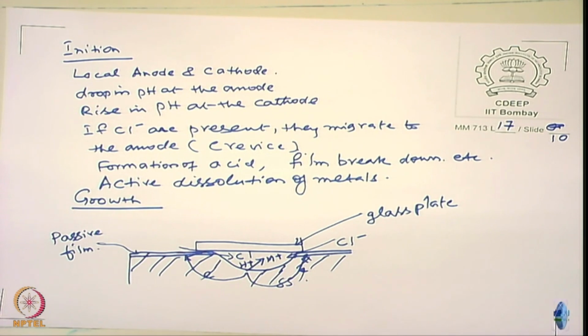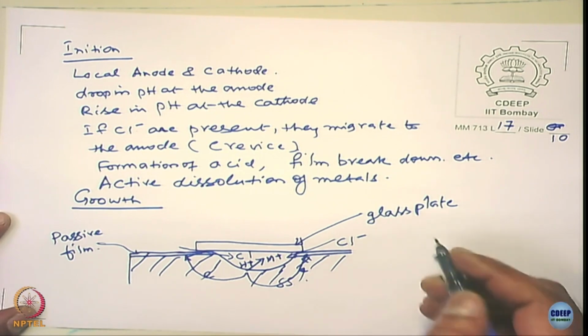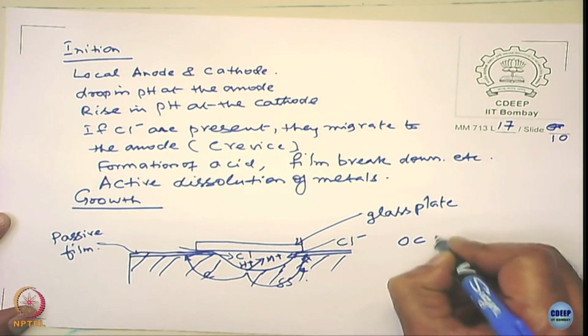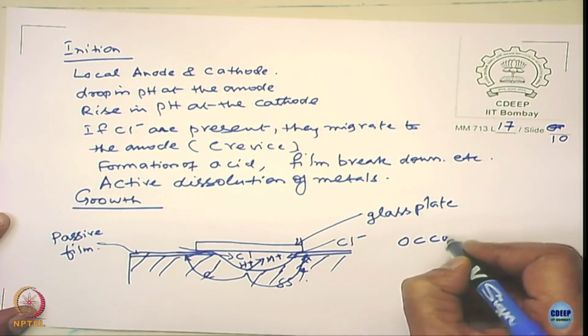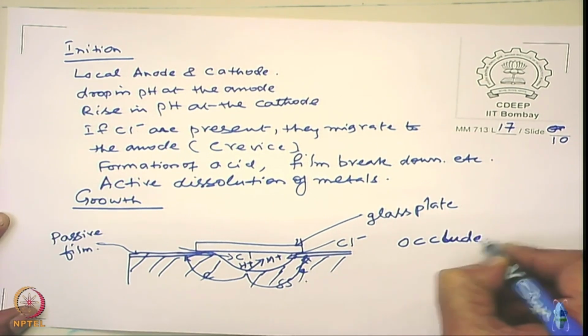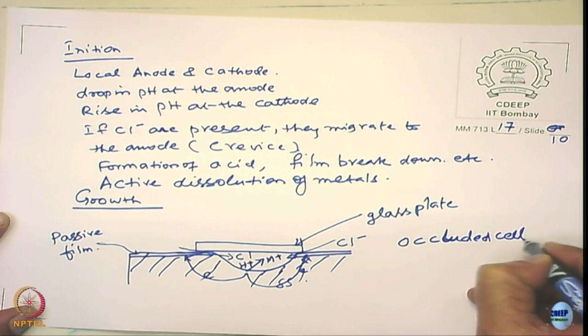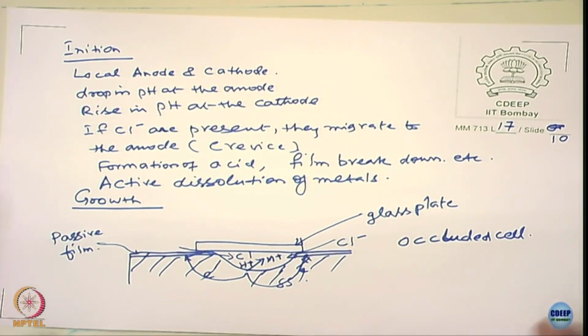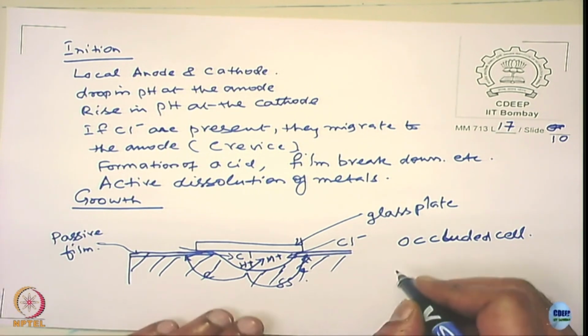Now look at the situation that this place is now called an occluded cell. It is confined, is fully diffusion controlled, so no convection is taking place. Okay. Now it becomes an autocatalytic process.